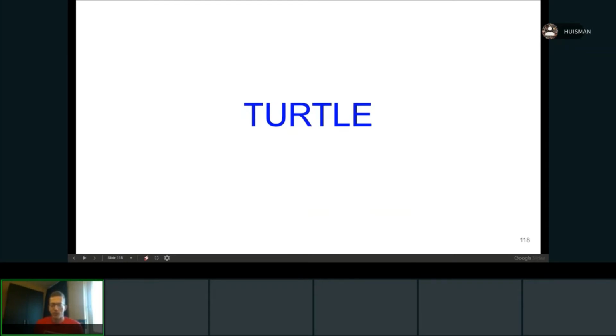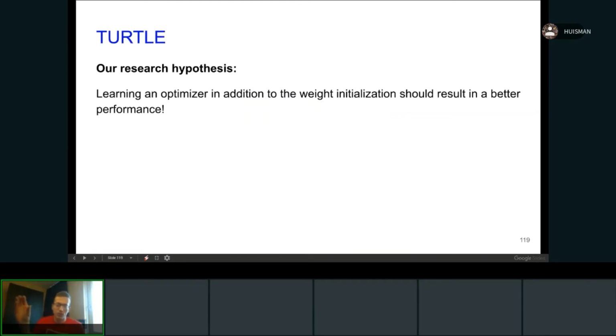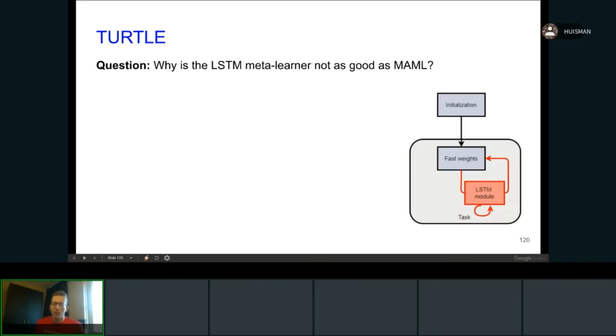is called Turtle. So the driving hypothesis behind Turtle is really that it should be beneficial to learn a meta network to update the parameters of your base learner network. And if it is not beneficial, then at least you would expect to get similar performance as if you were just to use gradient descent. Then the question, of course, is still, why was the LSTM meta learner not as good as MAML? So for this, we formulated two hypotheses.